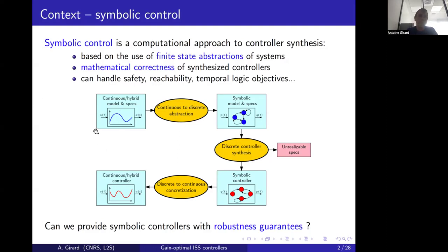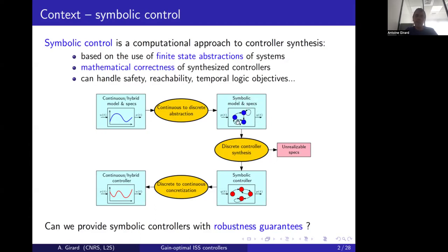Essentially, when you do symbolic control, you start from a model, which can be a continuous or a hybrid model. It's simpler if it's a discrete time model, but it can be continuous time. But let's say we have a discrete time model here. The first step of the symbolic control approach will be to go from the continuous domain to the symbolic one. That is, we want to go from a continuous state, continuous input system to a finite state, finite input system. And so we go from classical dynamical systems to finite state ones.